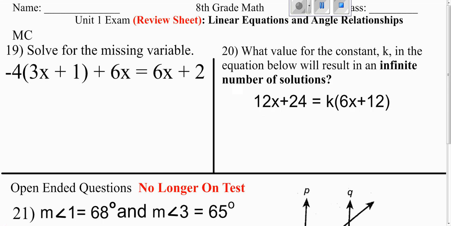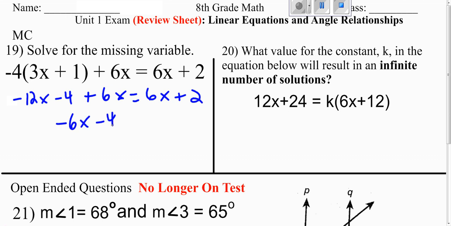Number 19, solve the equation. Distribute negative 12x minus 4 plus 6x equals 6x plus 2. Combine like terms. Negative 6x minus 4 equals 6x plus 2. These variables are not the same. One is negative, one is positive. Add 6x to both sides.